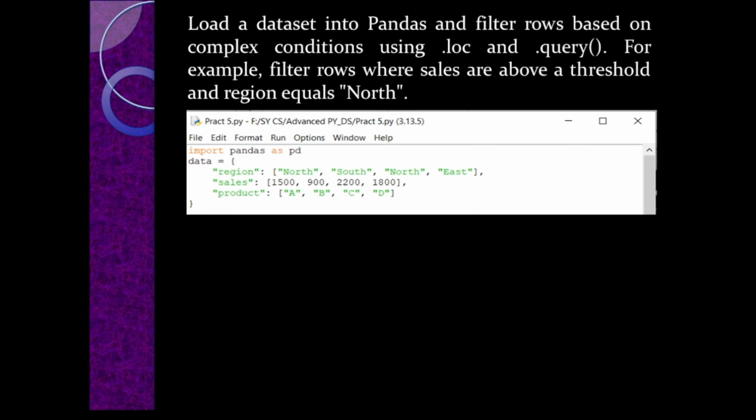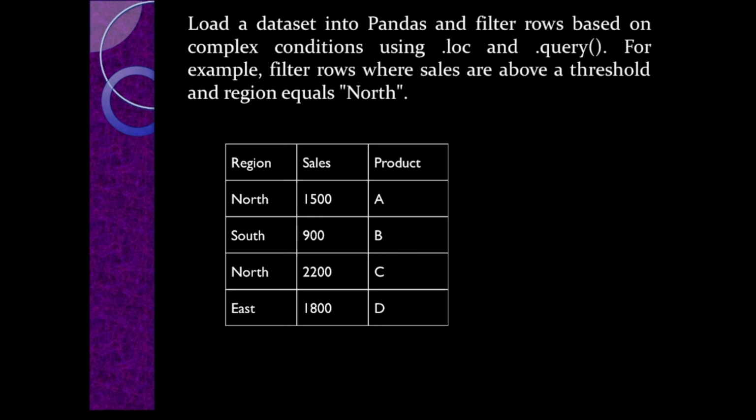Let's see the question. The code is import pandas as pd. data is equal to region, sales and product. I'm creating a dictionary which contains three columns: region, sales and product, which acts like a raw data set. This is how the raw data would look like.